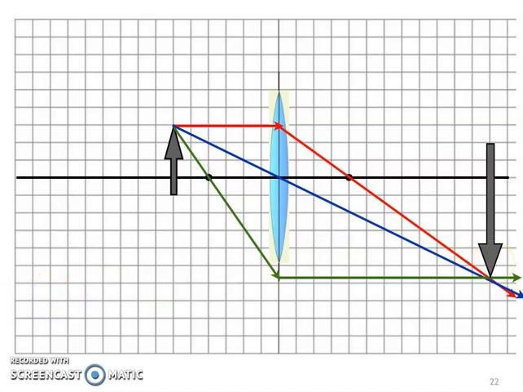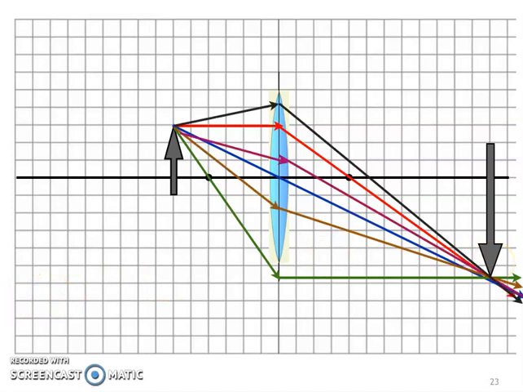Once we know where our image is, we can draw in as many additional rays as we want, knowing that every ray that passes through the lens leaving the tip of our object will intersect at the tip of our image. That's what it means to have a focused image, to have all of the light rays from a single point on your object converging at that location.